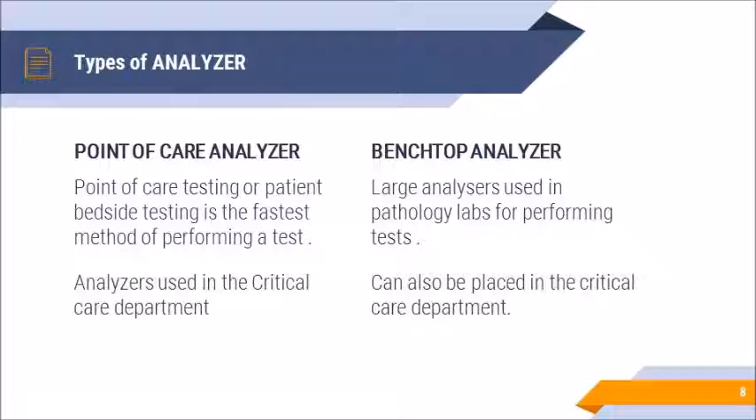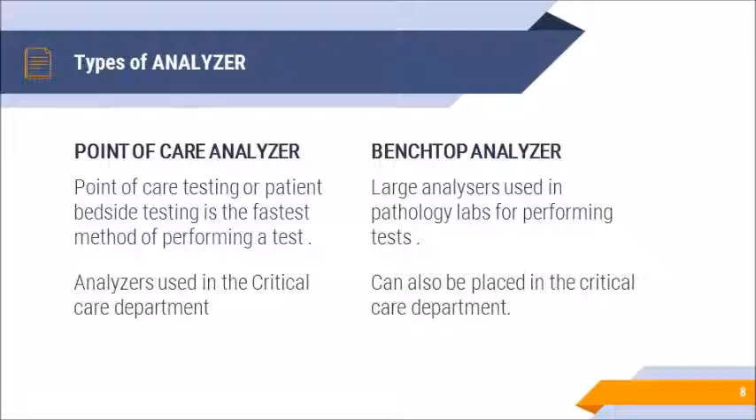Benchtop analyzers are the regular lab analyzers present in the lab. These are bigger analyzers in size and weight, but are equally accurate as point of care testing. Both analyzers are equally accurate, but the testing methods and technologies are different. Point of care analyzers are fast, reliable, and accurate, but the biggest advantage is their portable nature. Benchtop analyzers are sturdy, reliable, and accurate, but are not portable. This is the only disadvantage of a benchtop analyzer.